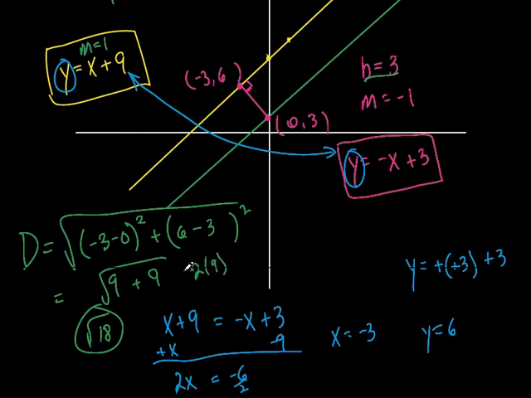9 plus 9 is 2 times 9. Would you agree? So if you wanted to simplify the radical, what's the square root of 9? 3, and then the square root of 2. So if you wanted to do it that way, you could. Or if you wanted to plug it into a calculator, get some decimal number, you could do that too.